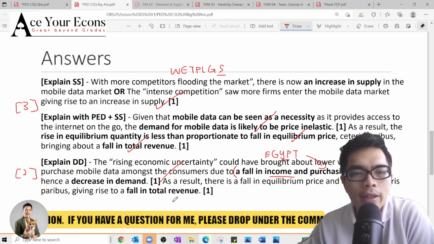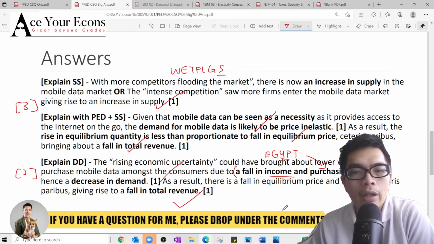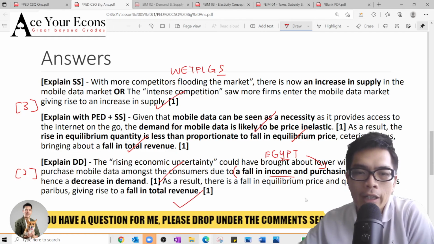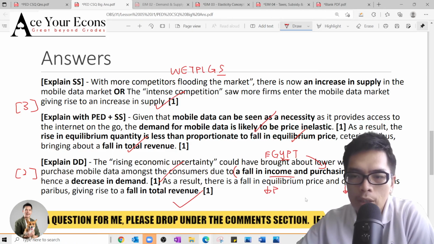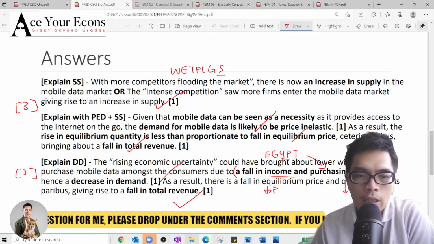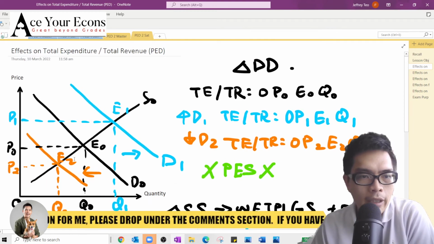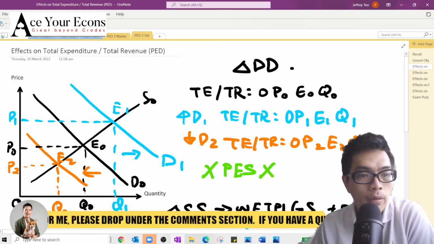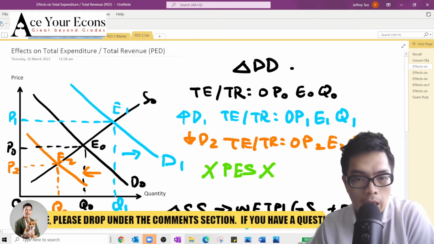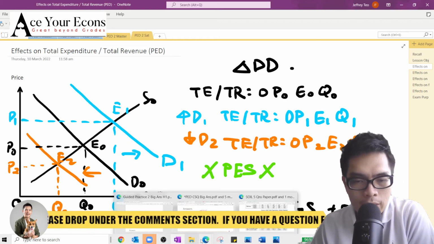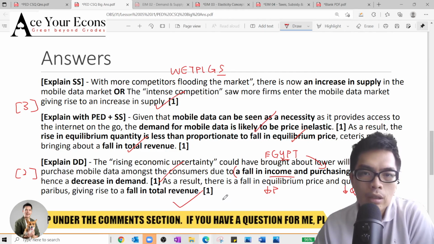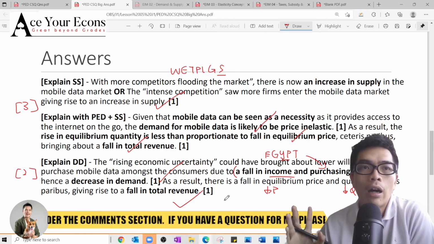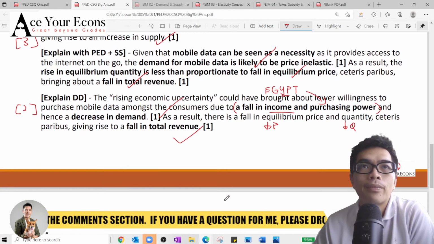And with a fall in demand, there will be a fall in total revenue. So you need to justify that a fall in demand will lead to a fall in equilibrium price and equilibrium quantity. Right? So the diagram that satisfies this criteria is the one in orange. Fall in price and quantity. Then price times quantity goes down. Your total revenue goes down. 2 marks for this. So far, any questions on how the marks are allocated?